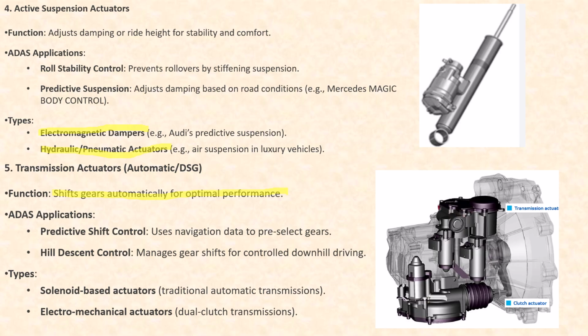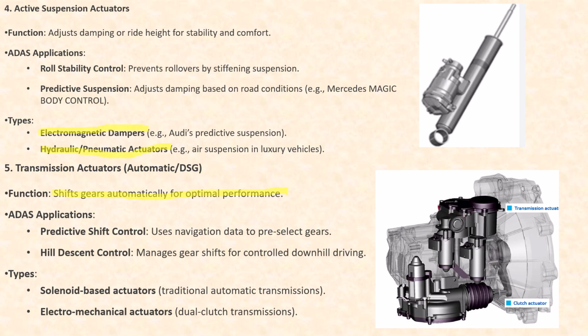When it comes to ADAS applications, predictive shift control uses navigation data to pre-select gears. Depending upon the velocity at which you are navigating the vehicle, the pre-selected gears are selected. Also hill descent control manages gear shifts for controlled downhill driving. So these two ADAS applications, along with adaptive cruise control and automatic emergency braking, also need this. If the vehicle suddenly comes to a standstill and you have to stop and go again, then you have to shift to a lower gear, directly from fifth gear to first gear.